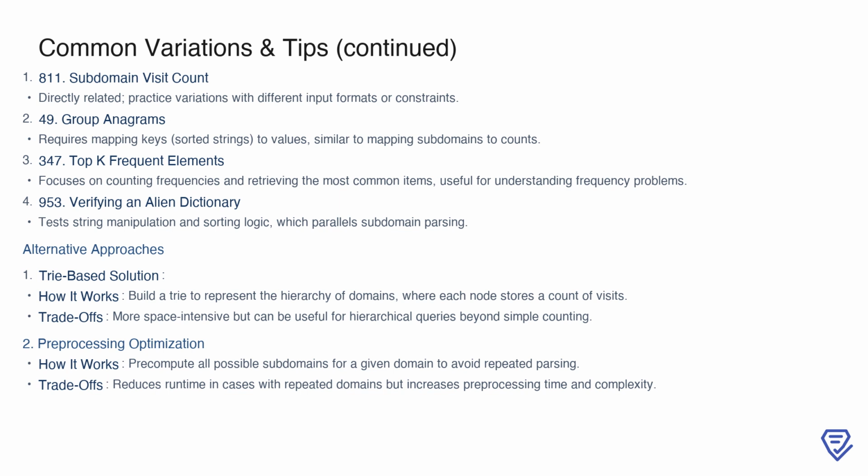Alternative approaches to the problem can also be explored. A tree-based solution, for instance, involves building a hierarchical data structure where each node represents a subdomain and stores its visit count. While this uses more memory, it can be effective for hierarchical queries. Another approach is pre-processing optimization, where all possible subdomains are pre-computed to reduce repeated parsing. This can save runtime for repeated domains but comes with its own pre-processing overhead.